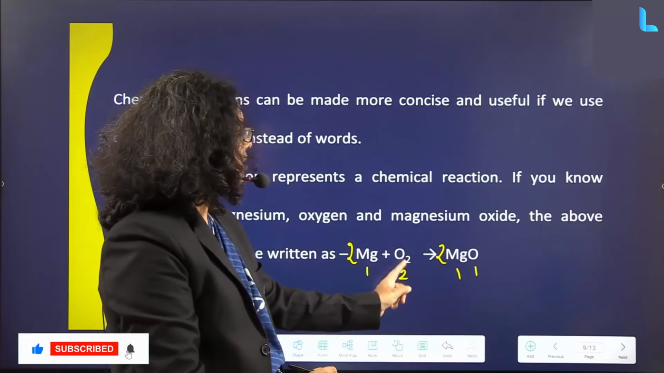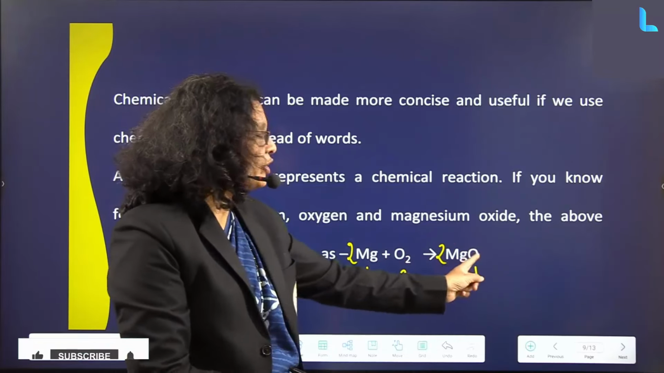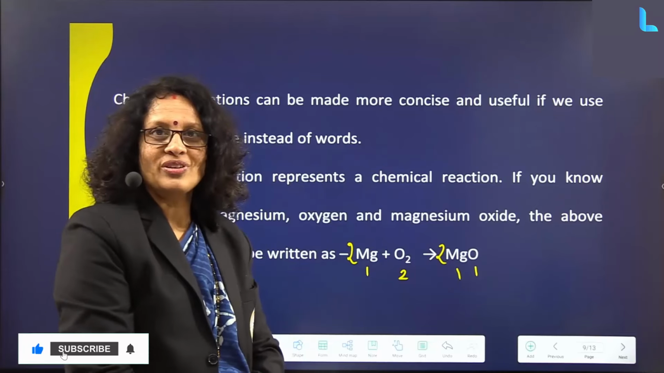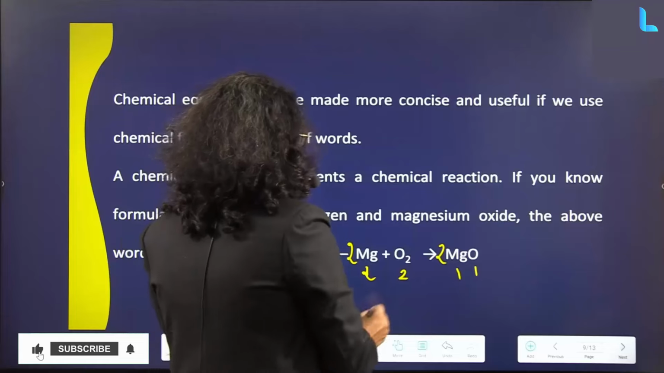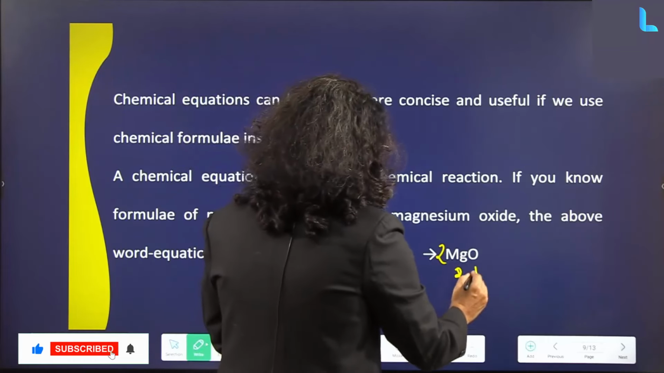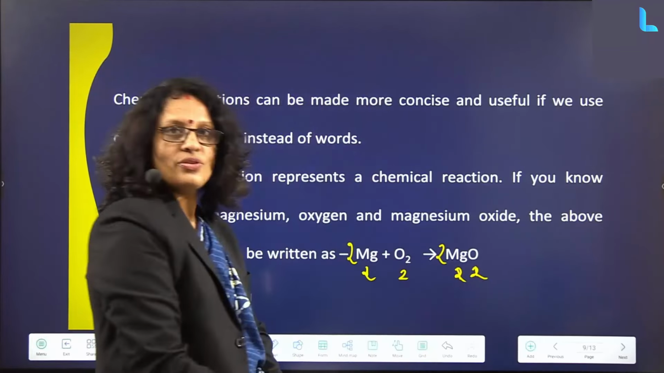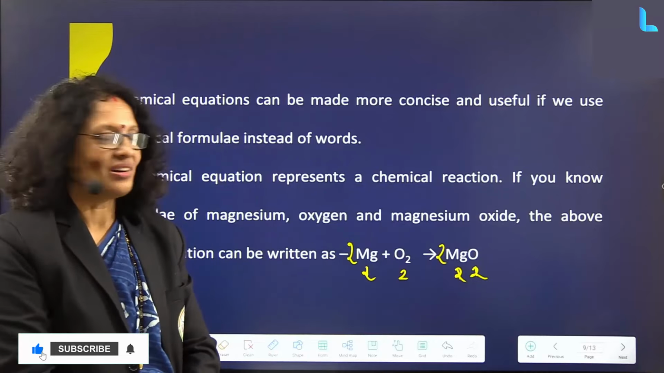Then oxygen, here also 2 oxygen, 2 into O is 2 oxygen. Okay, so now it is balanced. This side it is 2, here also it is 2, both are 2. So this is called a balanced equation.